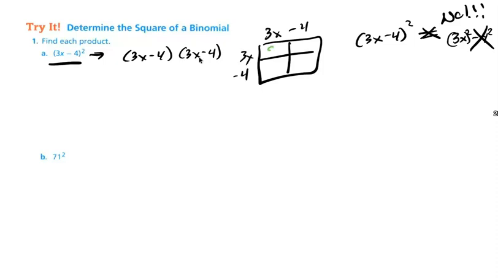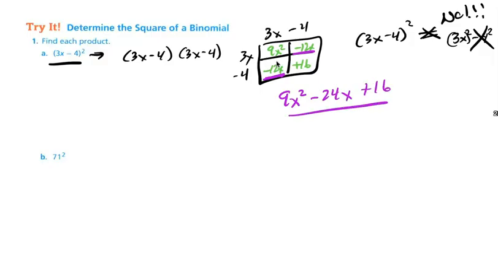So we're going to get 9x squared, minus 12x, minus 12x, plus 16. I can add these two terms here. They're both x's. So I'm going to get 9x squared, and then negative 12 and negative 12 is negative 24x, plus 16. So you get that answer.